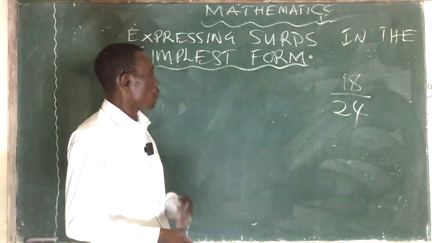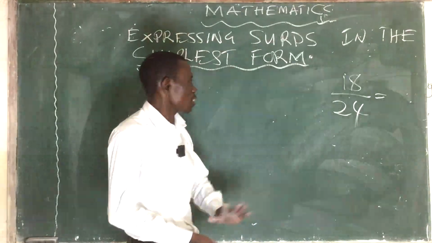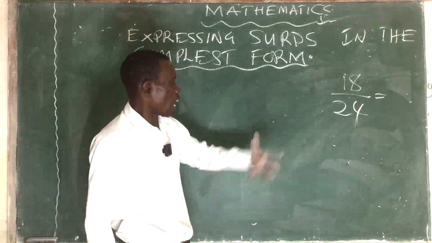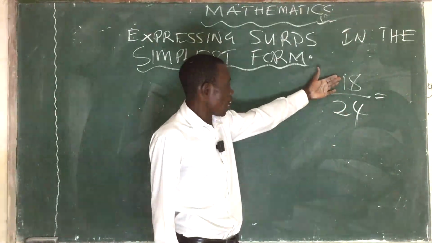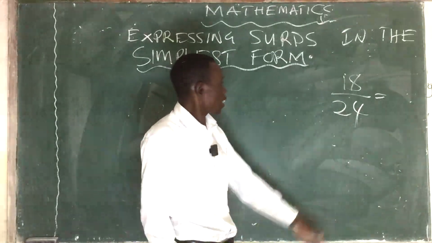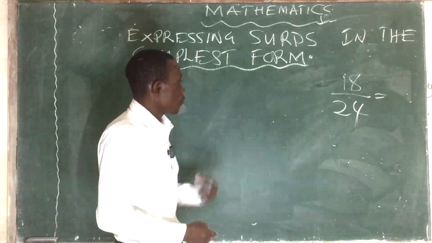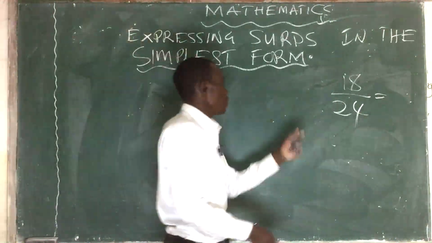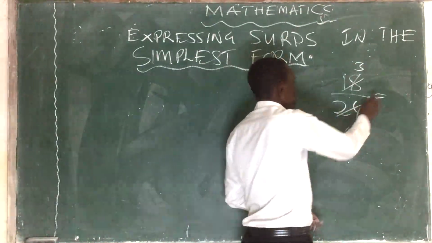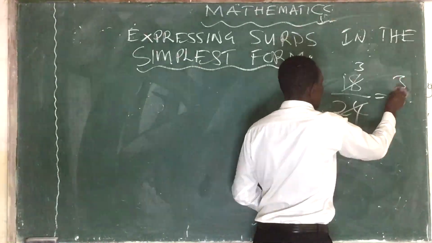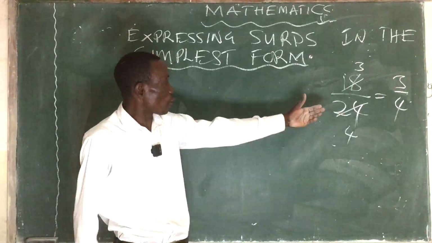It's like having smaller terms. Instead of having 18 and 24, you consider what factor can divide into 18 and 24. You find that the highest common factor, which is 6, can get into 18 and also into 24. So when you divide by the common factor, what you have are simpler numbers. 6 goes into 18 three times, and 6 goes into 24 four times. So 18 over 24 has been simplified into 3 over 4.